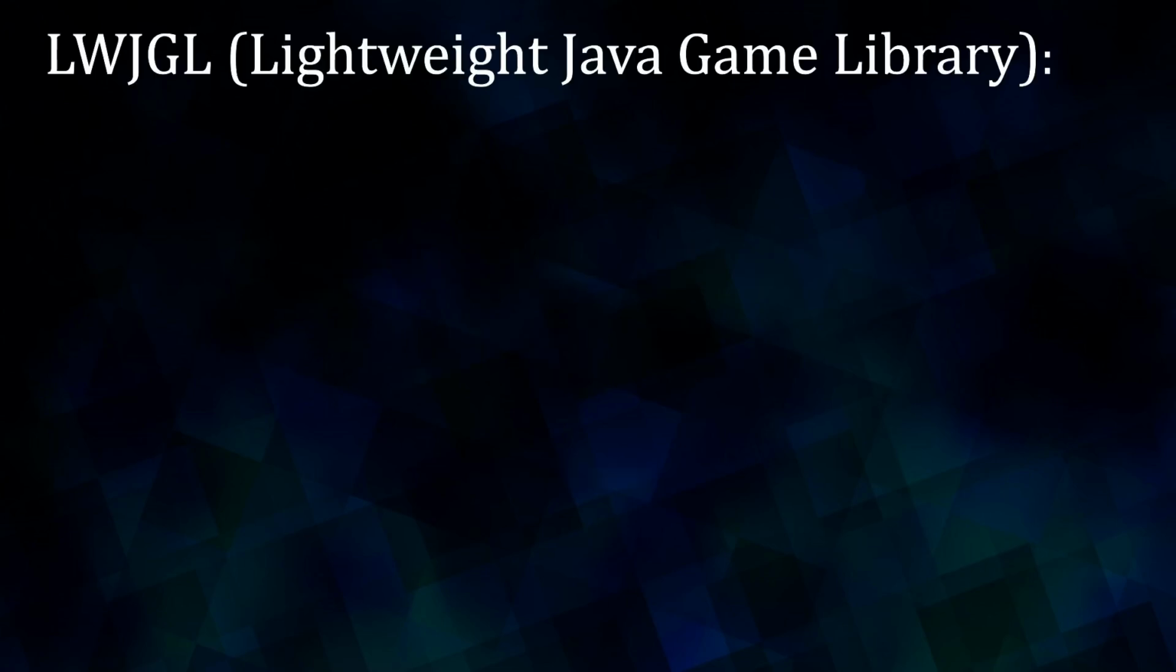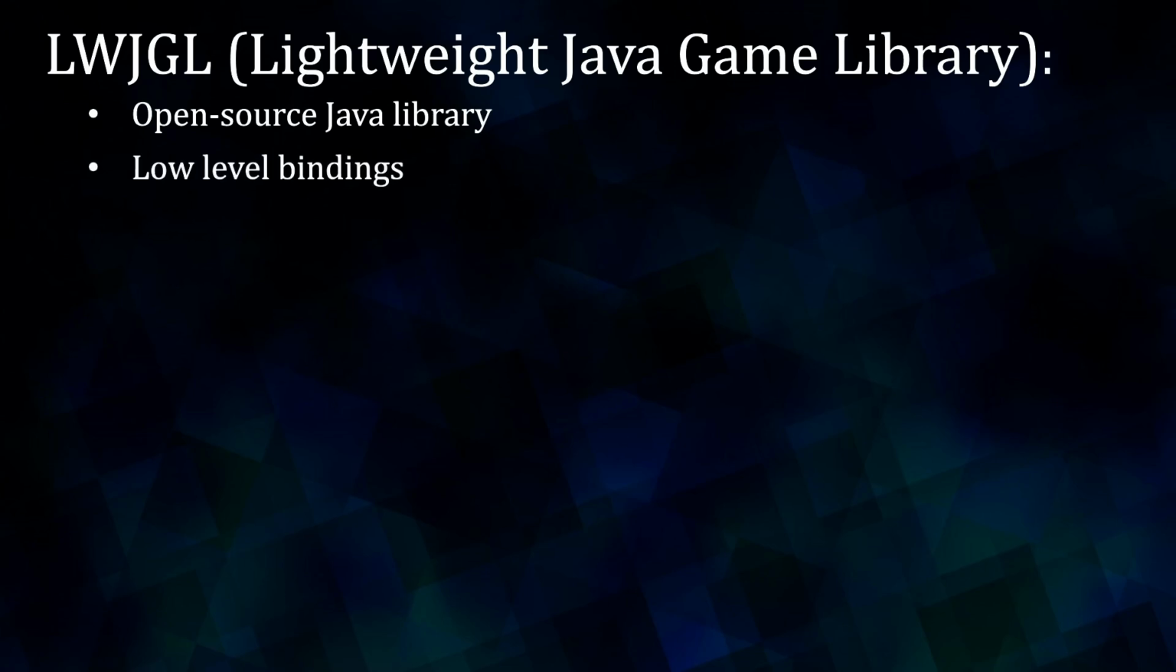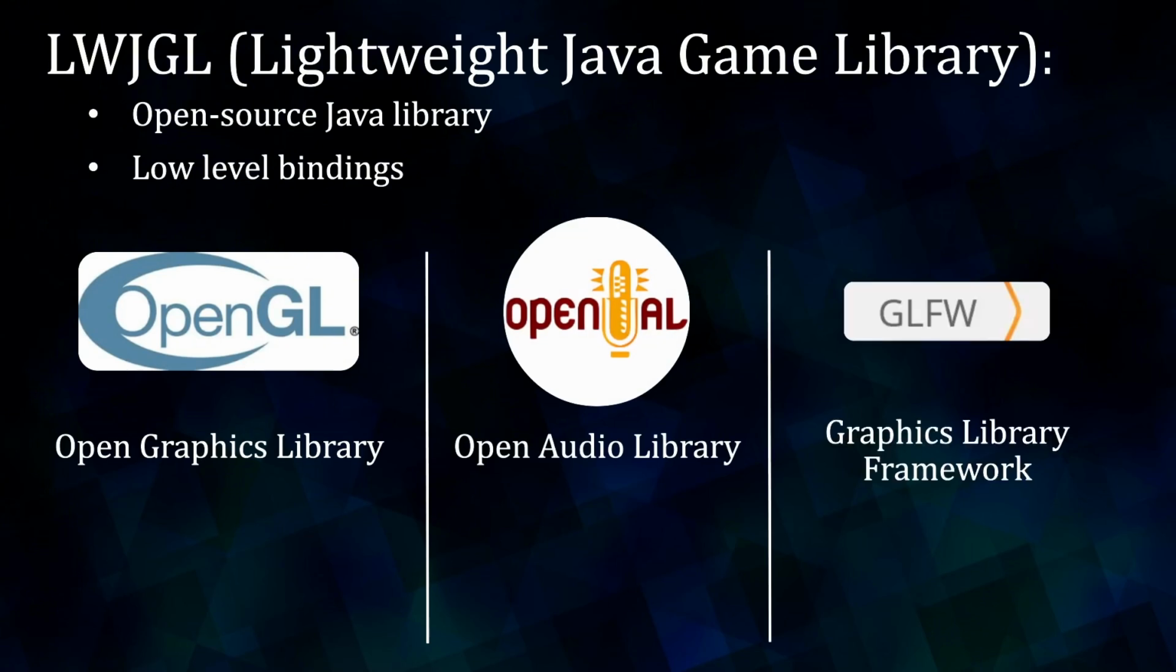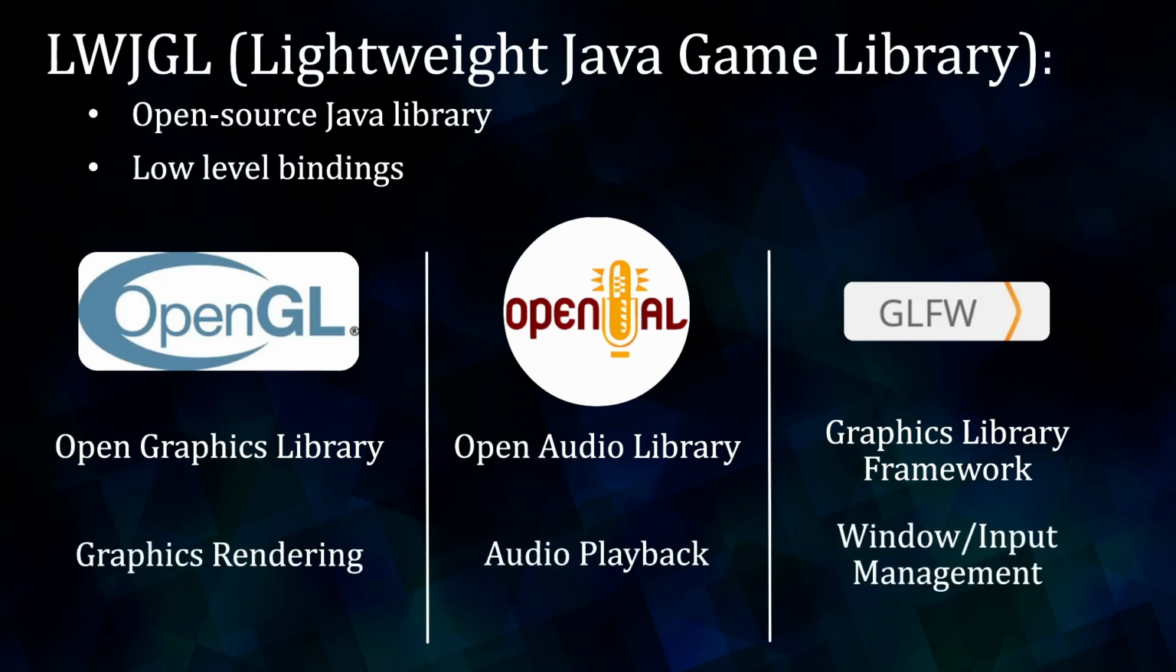LWJGL, or Lightweight Java Game Library, is an open-source Java library that provides low-level bindings to native APIs such as OpenGL, OpenAL, and GLFW, to name a few. These APIs give Java programs direct access to hardware-accelerated features such as graphics rendering, audio playback, and window management. In other words, LWJGL acts as a bridge, letting you use the computer's hardware capabilities while still letting you write the game entirely in Java.